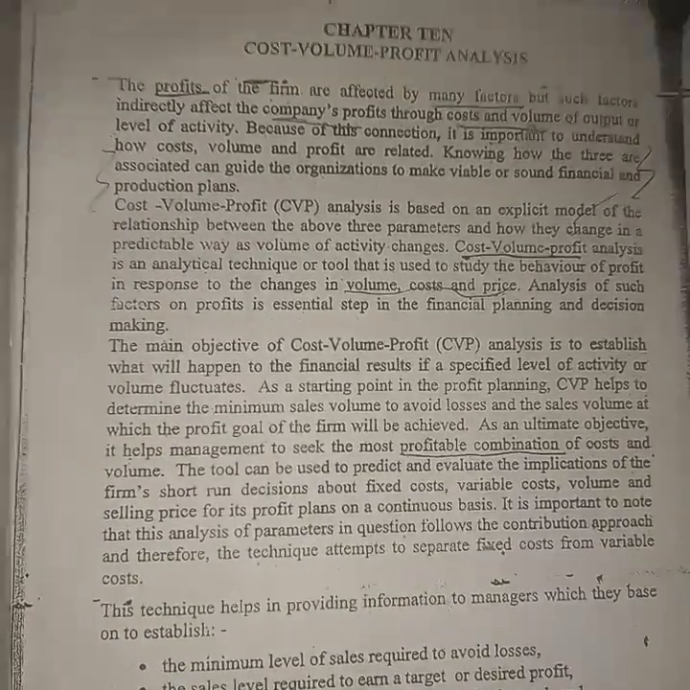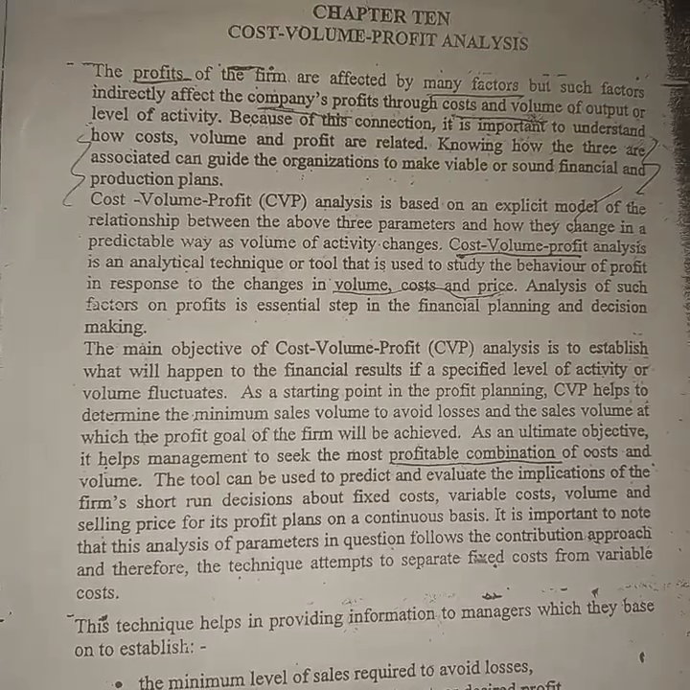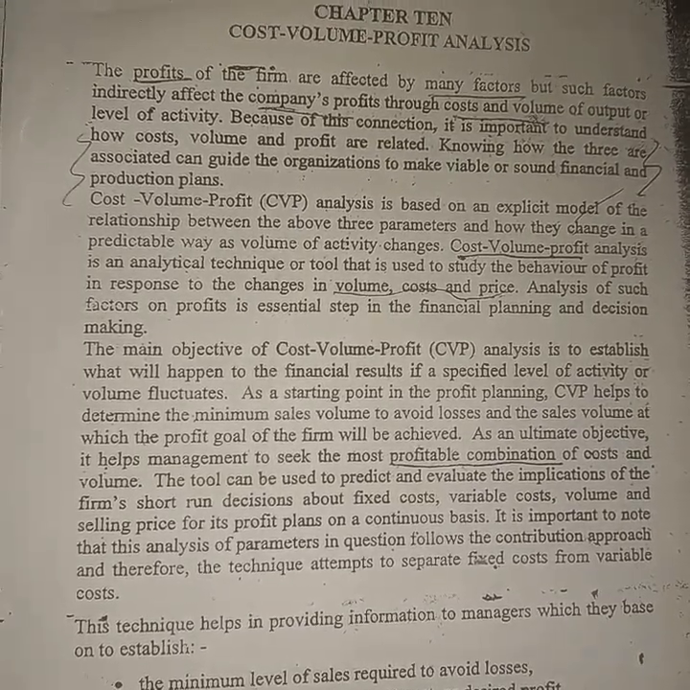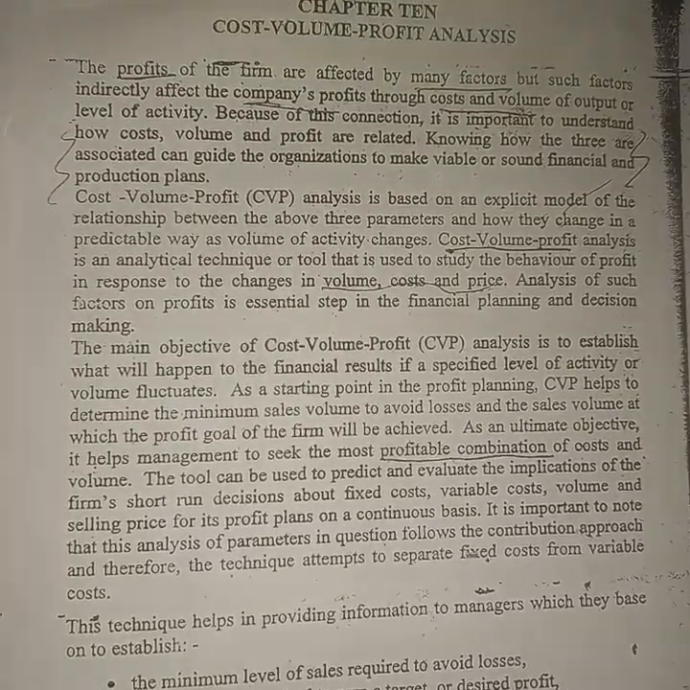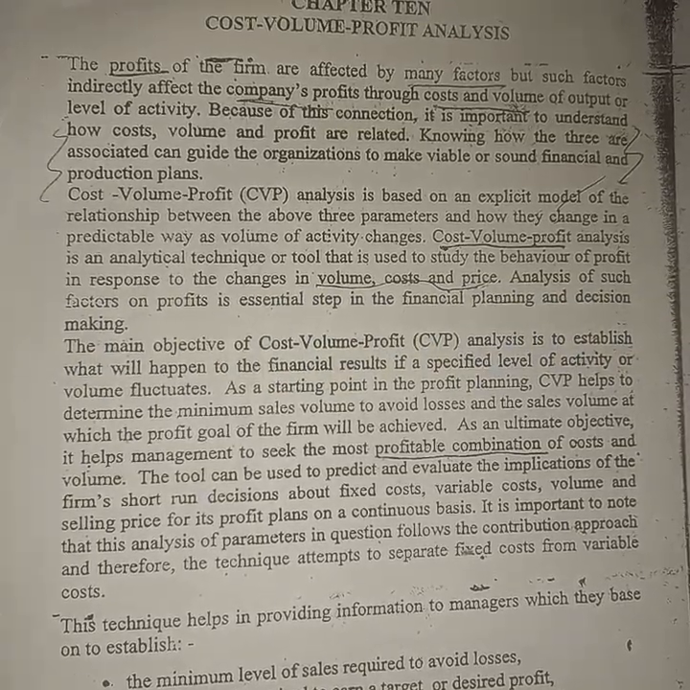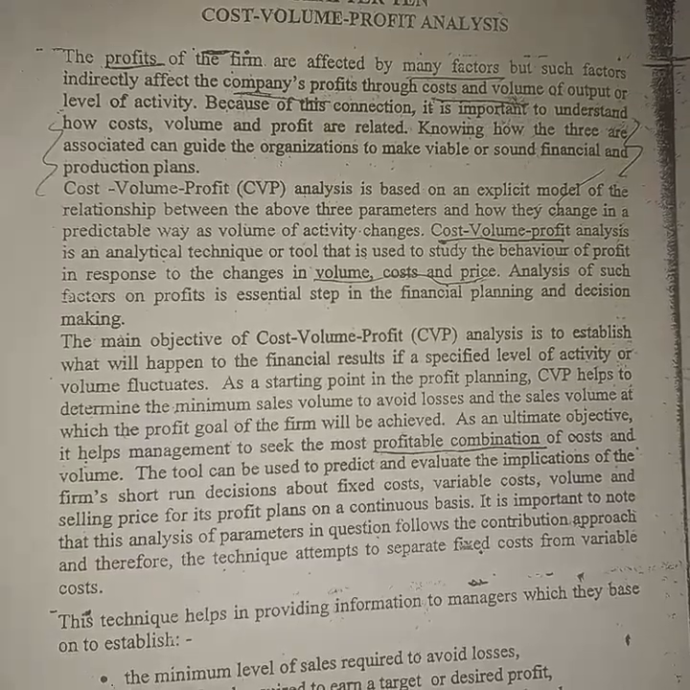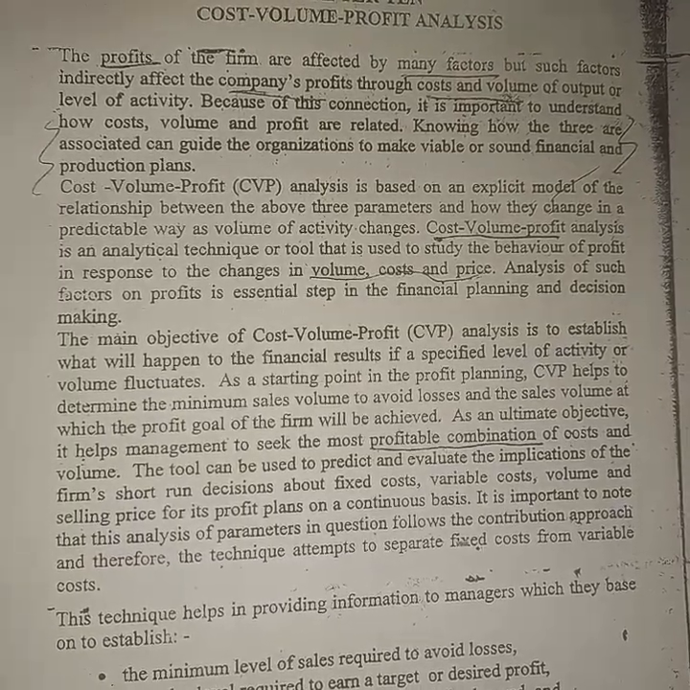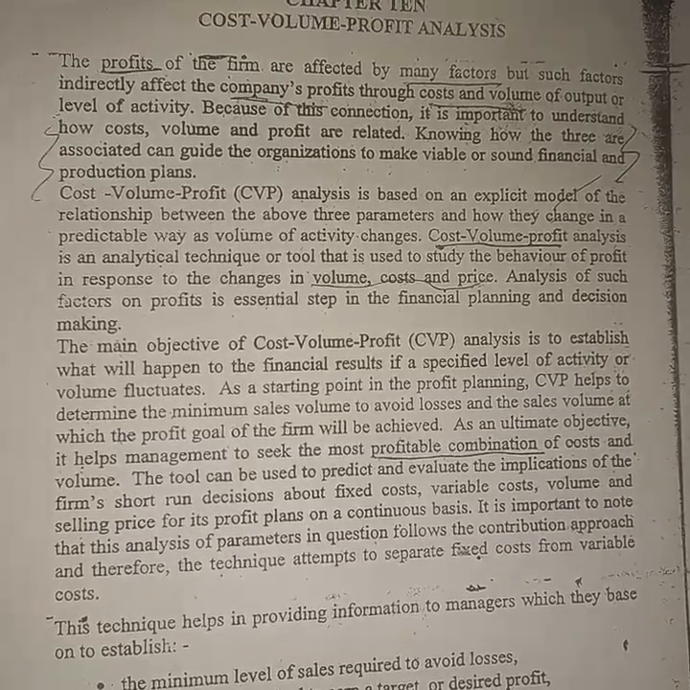Once again, this is Mukonyezi Roger, and I'm here to take you through cost volume profit analysis, that is under cost and management accounting. So we are starting with cost volume profit analysis, how to get an idea about it, what it means, and what it's all about. First of all, it looks at how you are going to balance the three activities: the cost, the volume, and the profits.